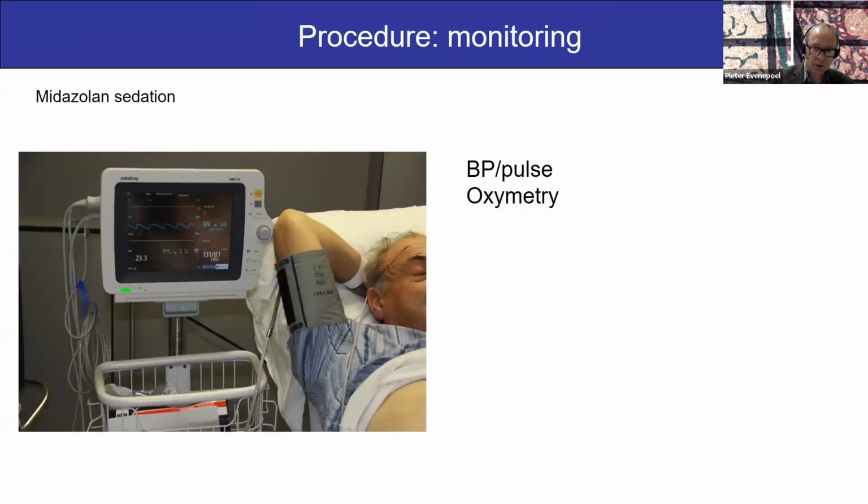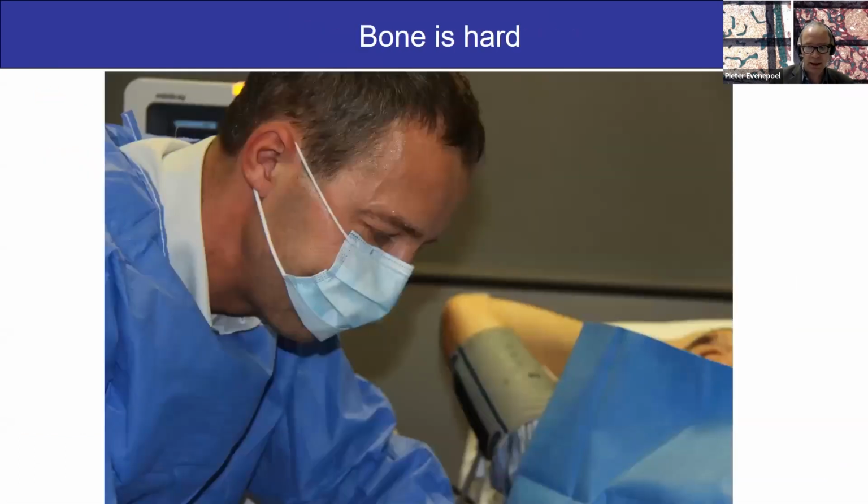As you can see, we also do it with a little bit of sedation, midazolam sedation, in an outpatient clinic where we monitor the blood pressure, the pulse, and the oximetry. This should be remembered: bone is a hard tissue, and advancing the needle through the cortex is not that easy, so you need a little bit of force to bring the needle through the cortical bone. You can see a small drop of sweat. It's not because I'm stressed, but because it's such a strenuous and hard job to get the needle through the cortical bone.